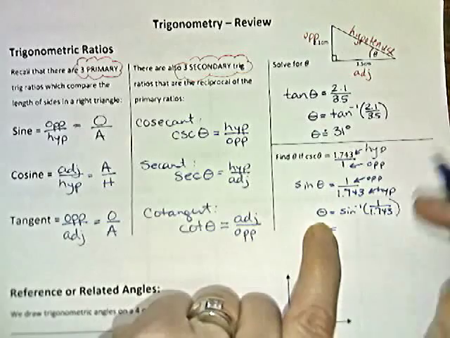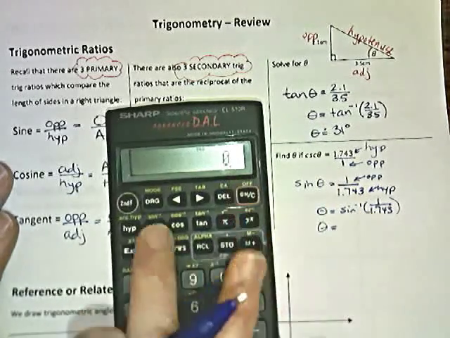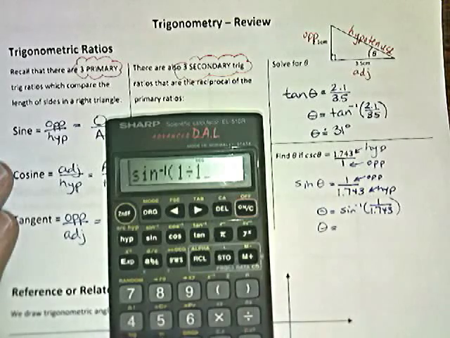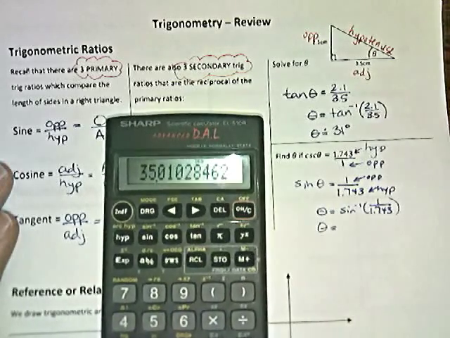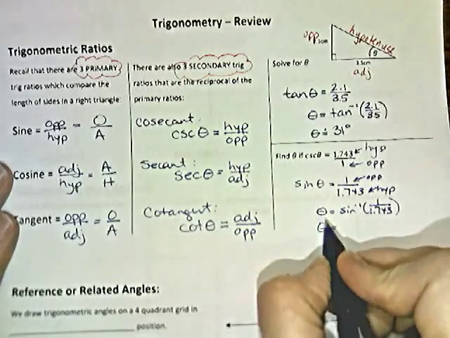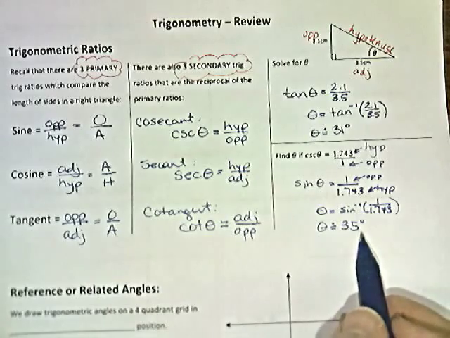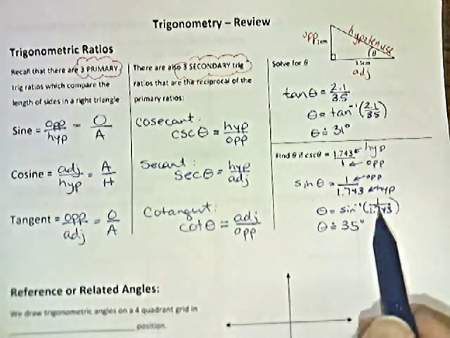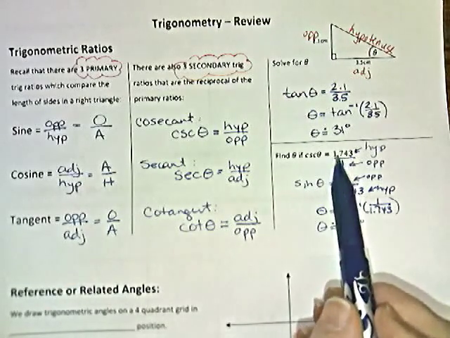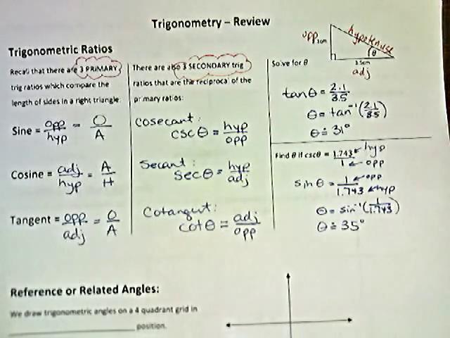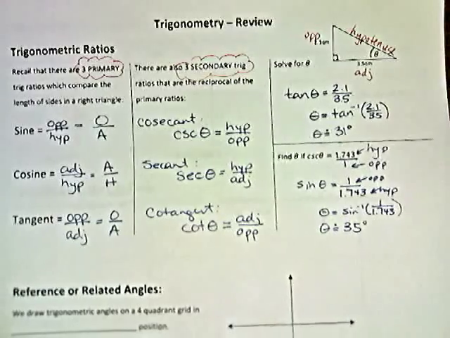And when we let our calculator do the work, the sine inverse of 1 divided by 1.743, we get that it is about a 35-degree angle. So approximately 35 degrees. If you have a 35-degree angle in a right-angled triangle, and you had a hypotenuse that was 1.7 times bigger than your opposite side, then that angle would be 35 degrees.